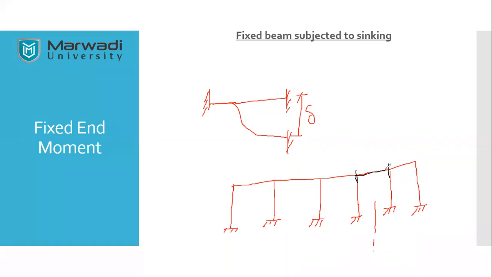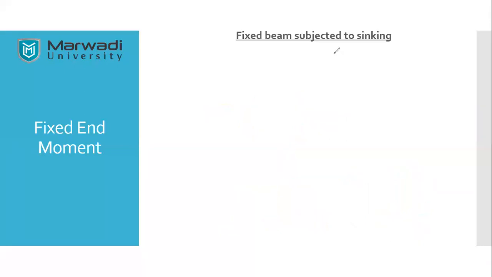Differential settlement means that due to load, if this soil is sinking by 1 mm, this will sink by 2 mm due to its ground condition. So this will be only sinking by 1 mm, but this portion will be sinking by 2 mm. In that case, my delta will come into the picture. So here my delta would be 1 mm. Is this clear? This is what we call differential settlement, and sinking is always caused due to differential settlement of the soil.